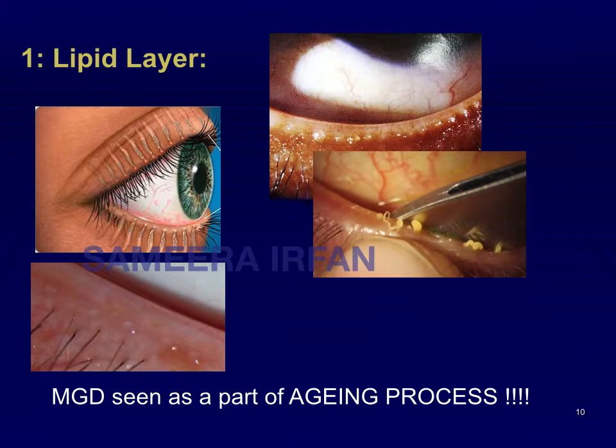Now let's discuss the three layers of the tear film, how the secretions are produced, and what their significance is. So the lipid layer is produced as a part of the meibomian gland secretion. Meibomian glands are sebaceous glands which are present in both the upper and the lower lids, about 25 in the upper lid and about 15 in the lower lid. They secrete meibum, and the significance of meibum in the tear film cannot be overstressed.